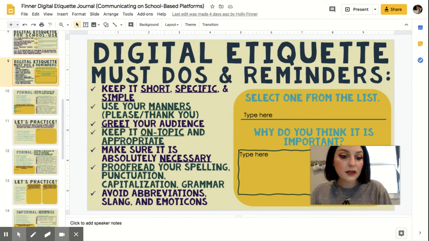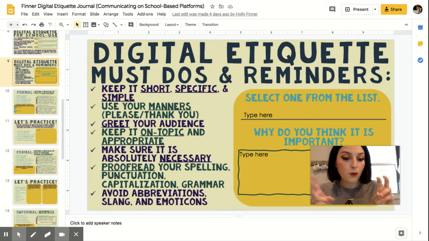Keep it on topic and appropriate. Make sure it's absolutely necessary. So can you troubleshoot and find an answer on your own? Can you ask in our class discussion board on Canvas a question? Did someone else have a similar question that was answered? Think about those things. Proofread: spelling, punctuation, capitalization, grammar.